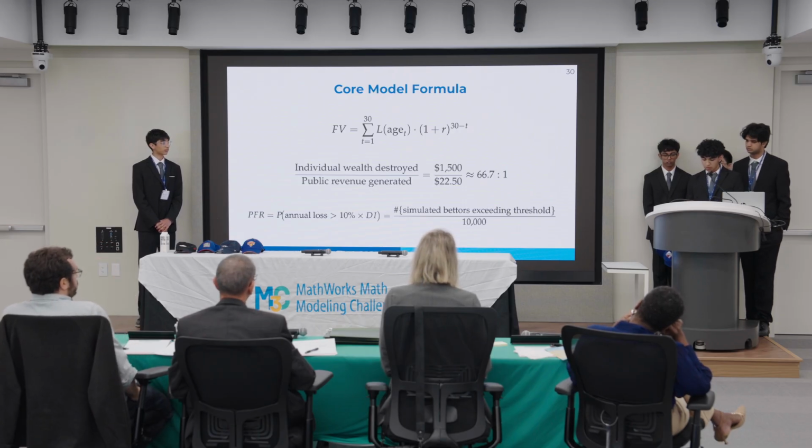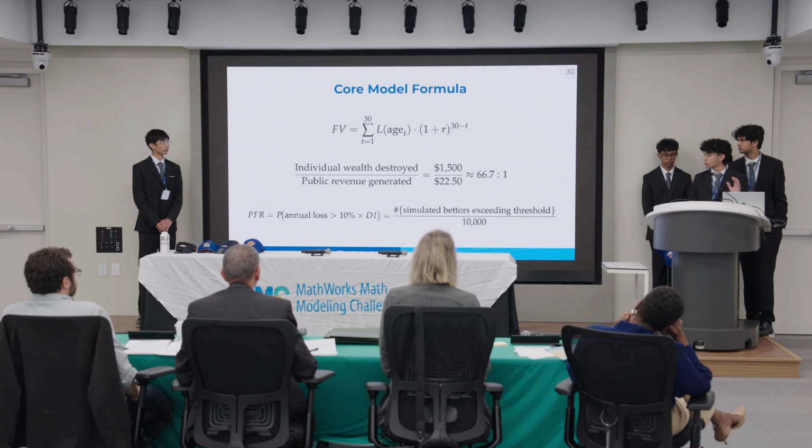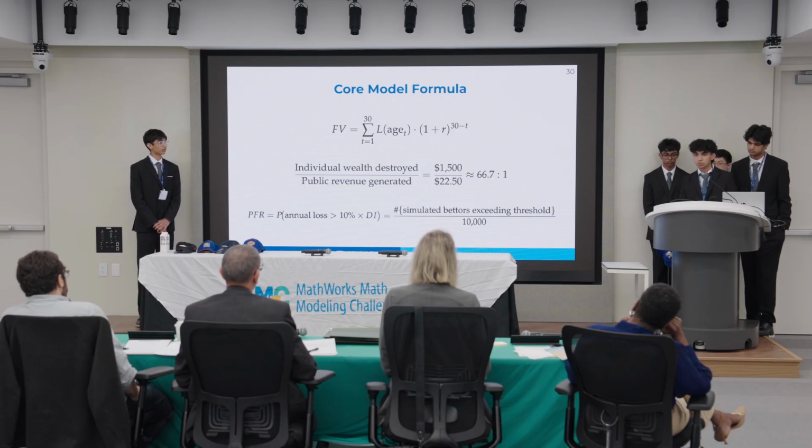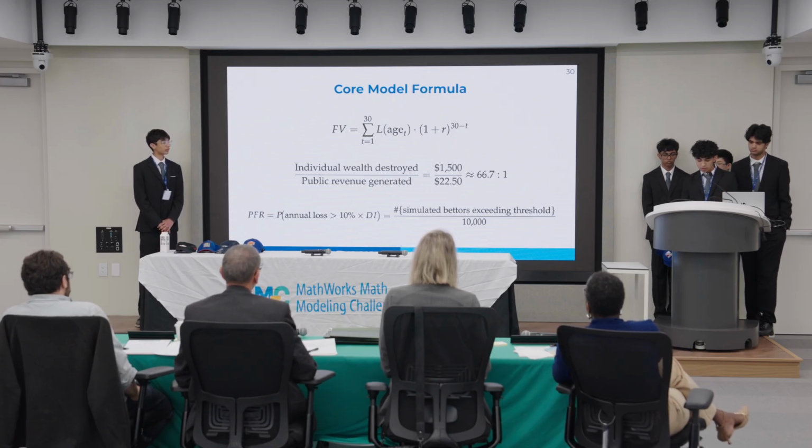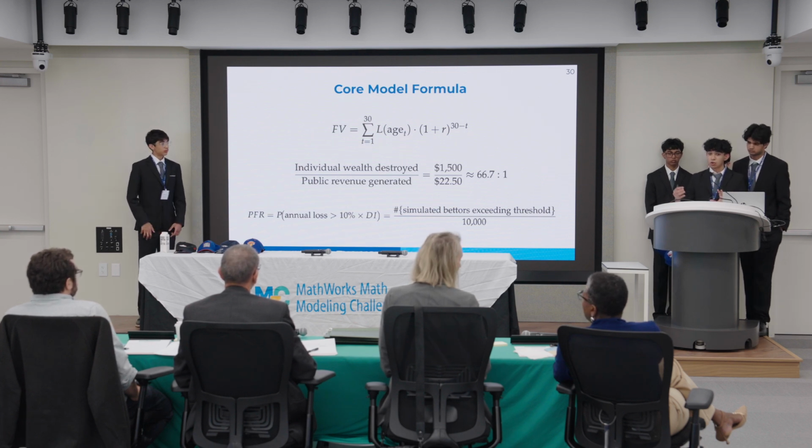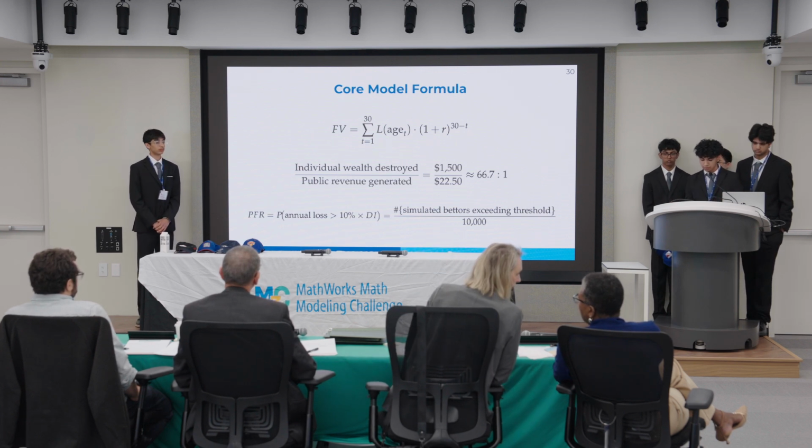For the wealth erosion model, we basically just took the long-run value of the L of H sub T term, which was made in Q2. It shows that every dollar lost to gambling is a dollar you could have invested, and that investment grows at a 7% rate year over year.